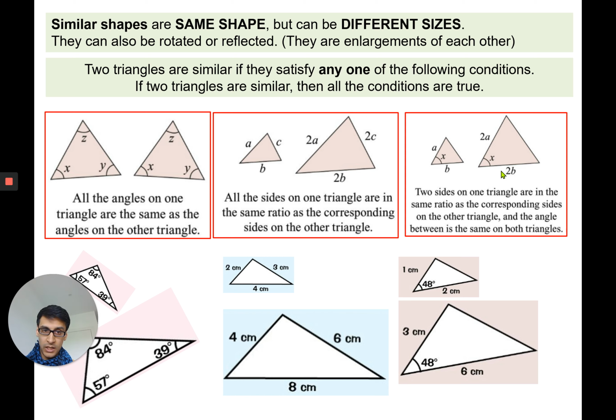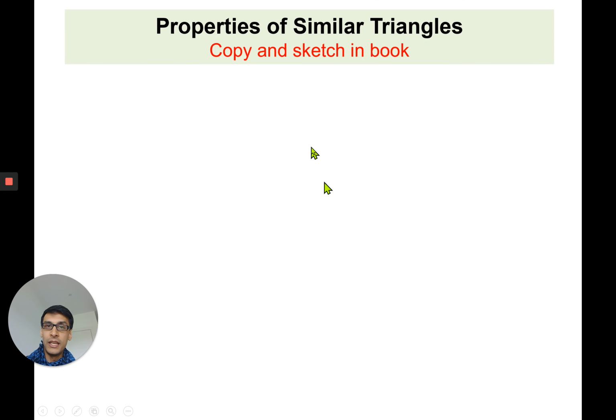So again, just an example here. So the angle has to match, and the 2 corresponding sides, which are enclosing that angle, have to have the same scale factor. So I've summarized it for you here. So this is what you're going to copy into your books, and you can pause the video. And I will also put this on a PDF in case you want to print it out.